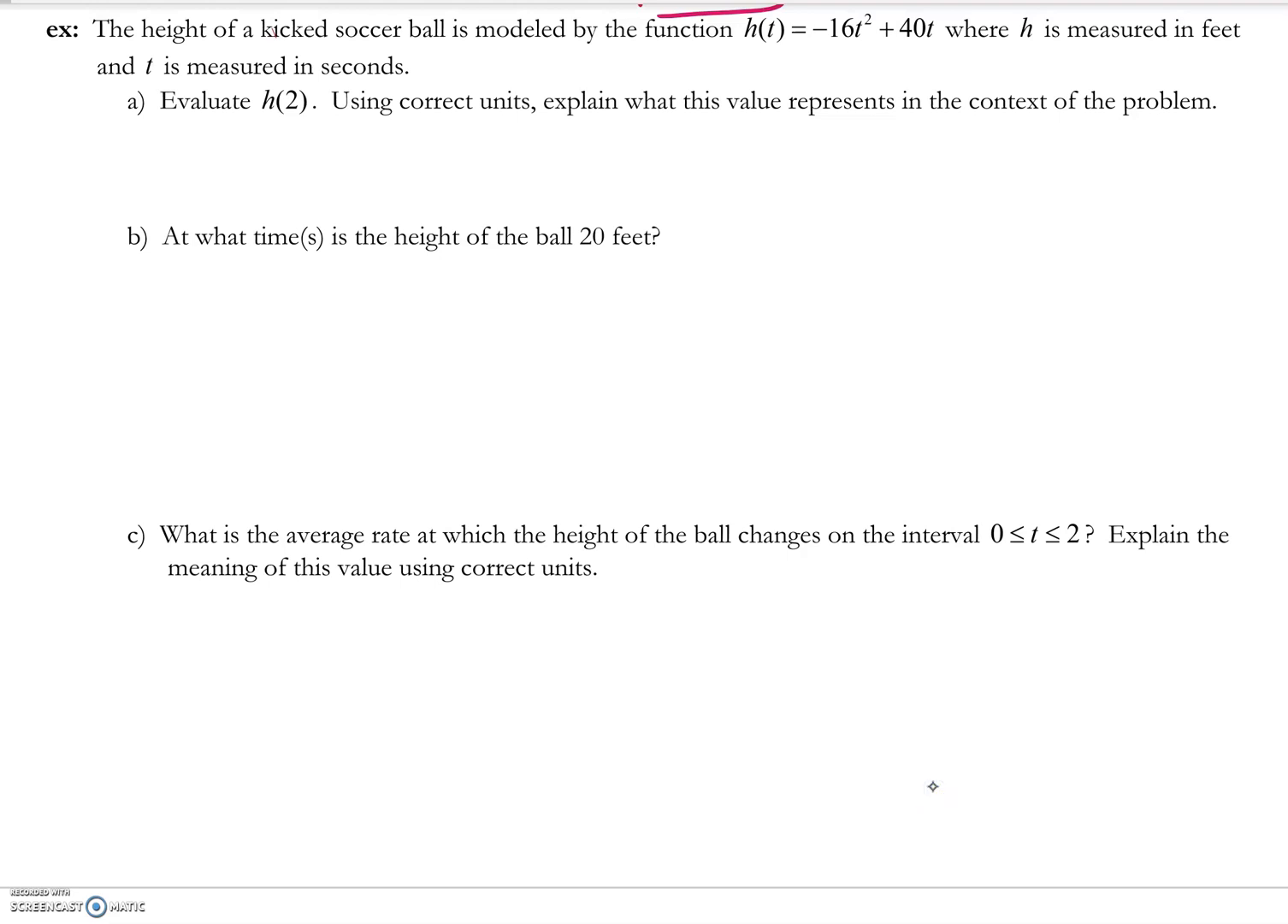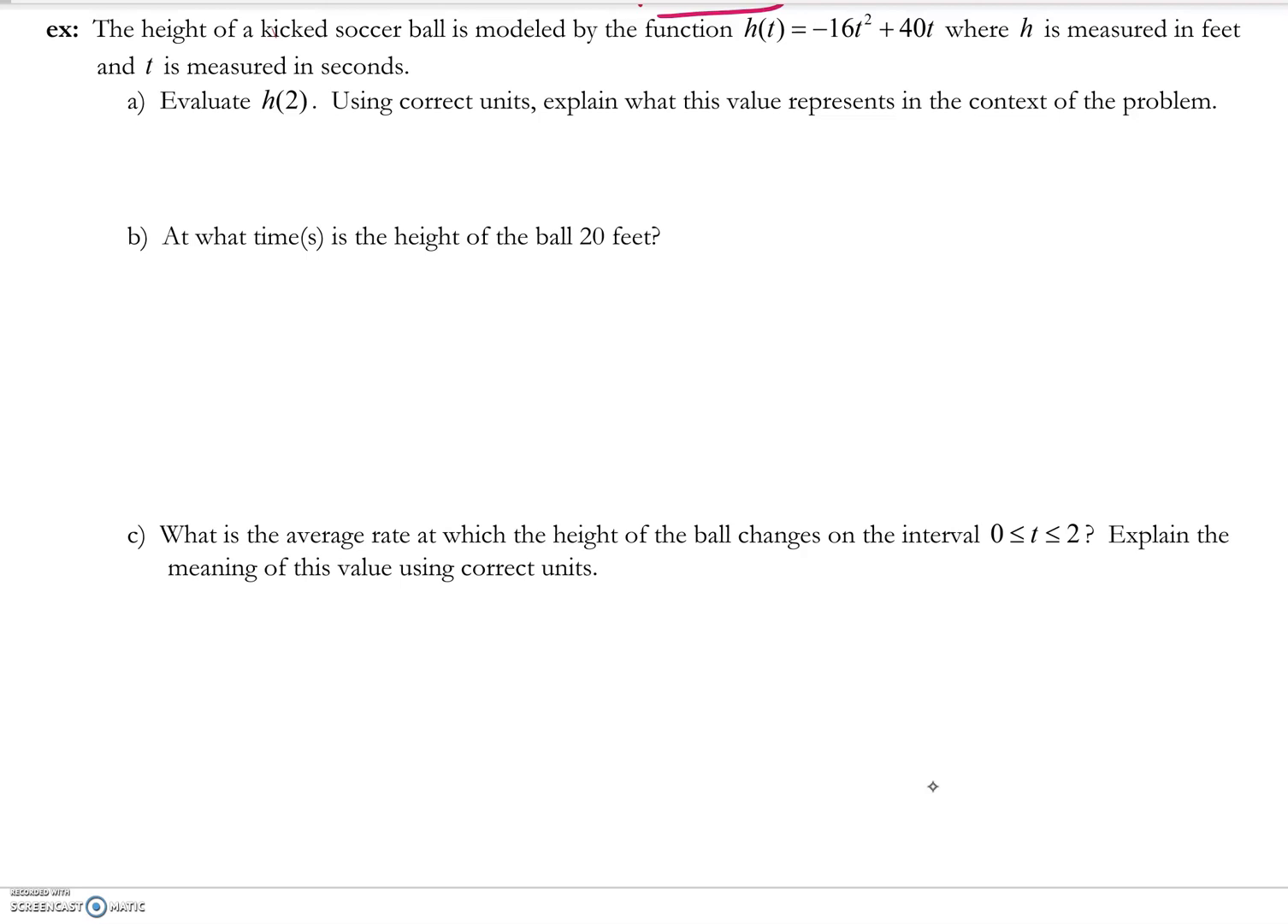For this last example in our 2.3 notes, we're going to look at a problem in context. The example says, the height of a kicked soccer ball is modeled by the function h of t equals negative 16t squared plus 40t, where h is measured in feet and t is measured in seconds. Part A is asking us to evaluate h of 2 and use correct units to explain what the value represents.